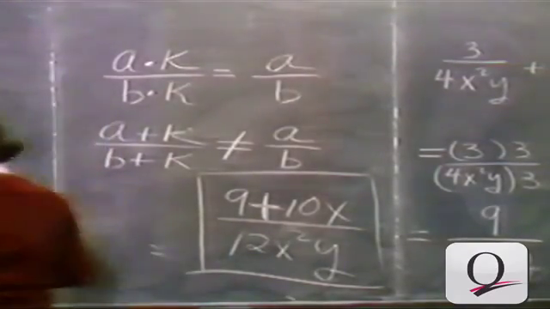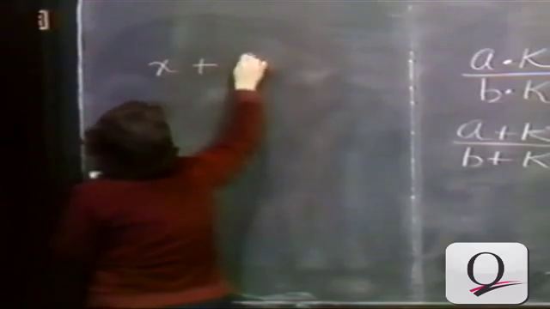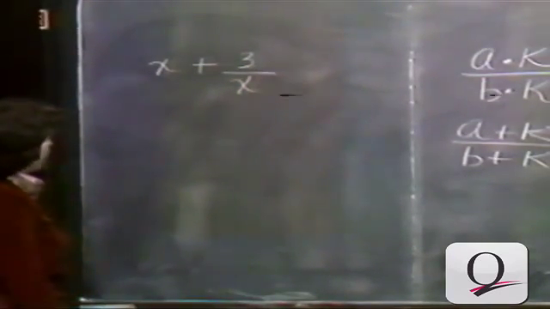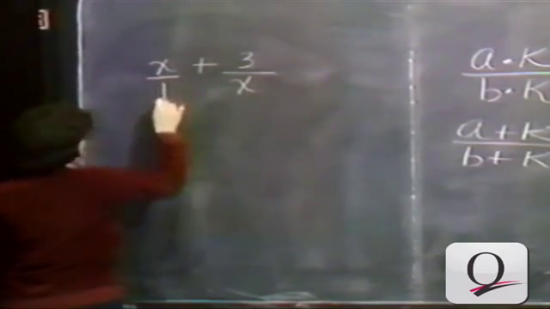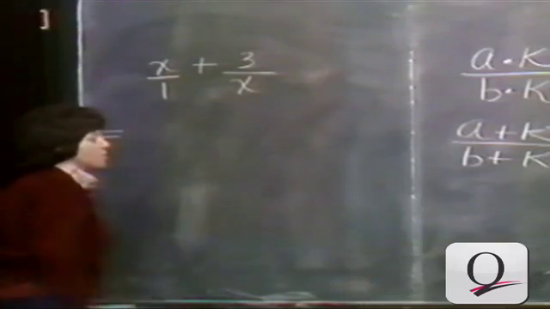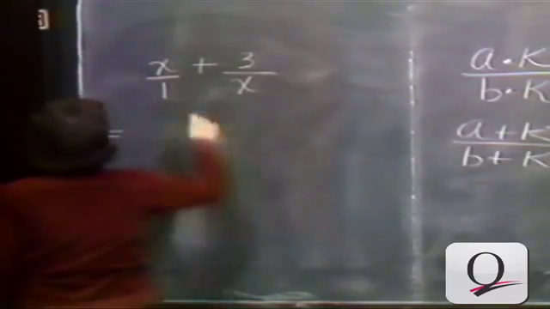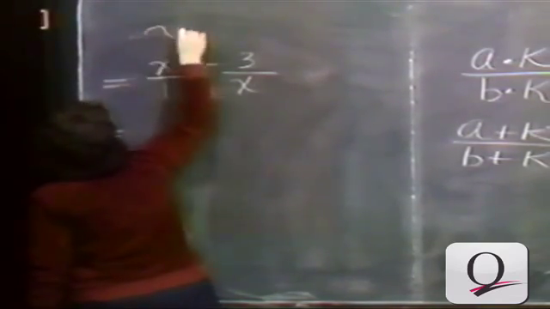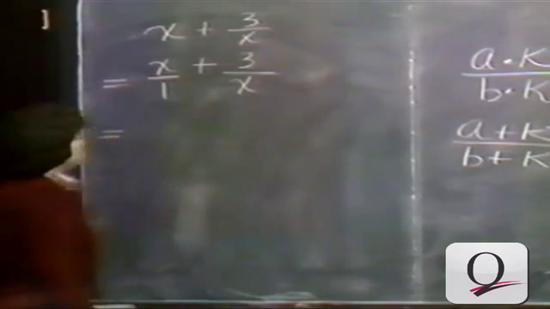Okay, let's try another problem. x plus 3 over x. We would like to add these fractions. And x, really, of course, is x over 1. If it makes you feel a little bit better, you can see it more as a problem in adding fractions. Okay, x plus 3 over x. Your first step is to write it as x over 1 plus 3 over x.